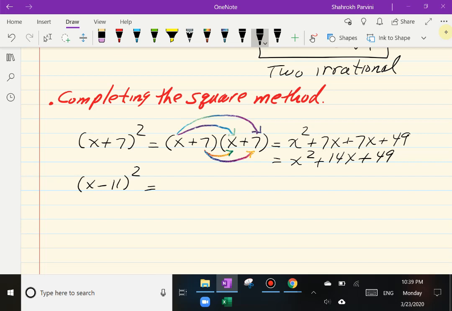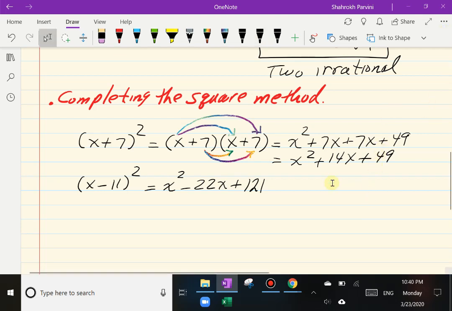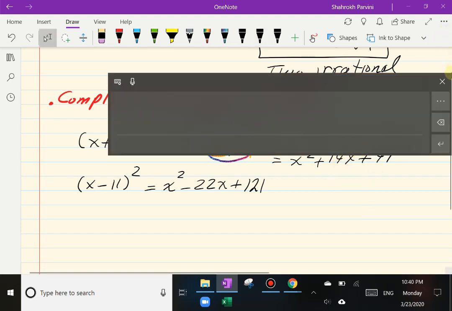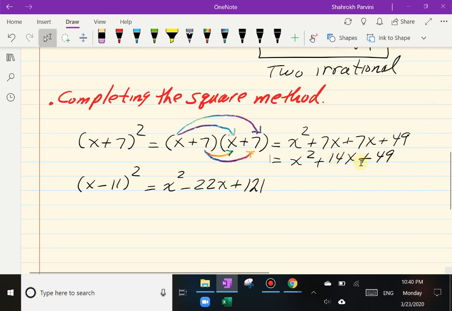So again, expanding the binomial, we're going to get x squared. Negative 2 times 11 makes 22x, and plus 11 squared is 121. Now, the reason I have this negative 22x in the middle is pretty much the same as the reason you have the 14x here.